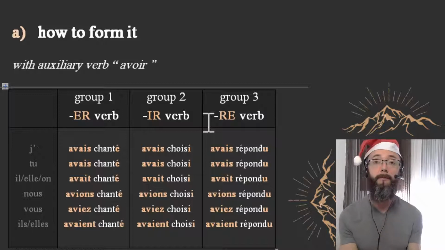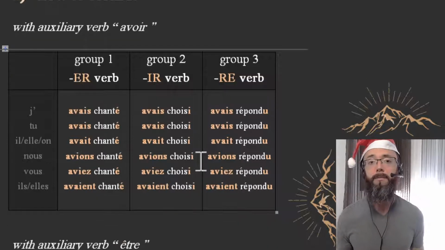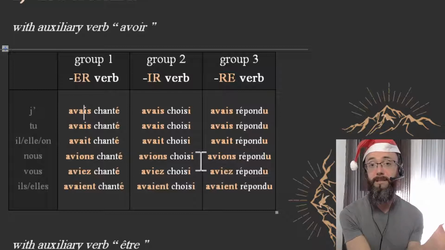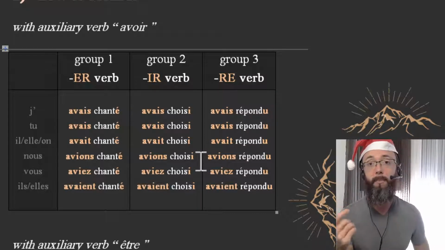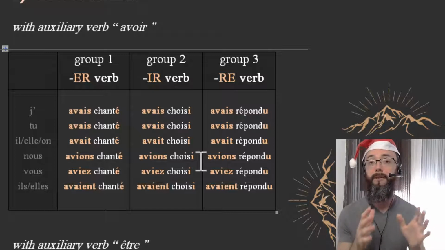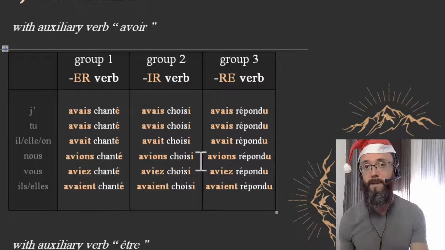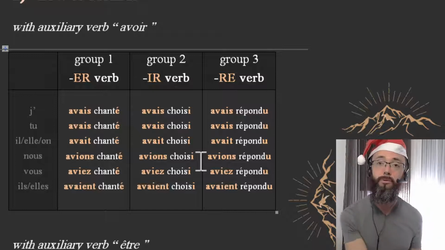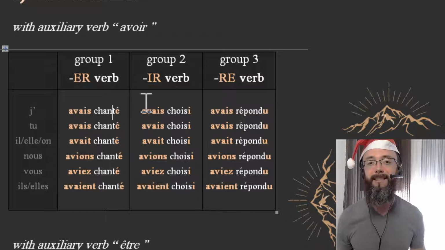Well, if you can already form the passé composé, you're not going to feel that this structure is very different from that one. Because here we're going to use the auxiliary verbs avoir ou être, but they are in the imperfect tense. So instead of j'ai chanté, which is passé composé, you're going to have j'avais chanté. J'avais choisi, group 2. J'avais répondu, group 3. And the same rules apply, of course, in order to conjugate the past participles of these verbs.